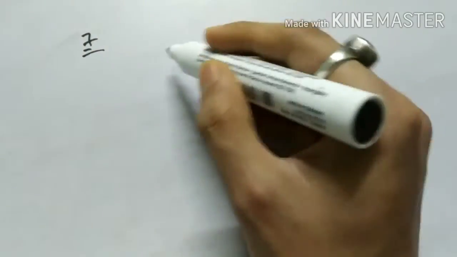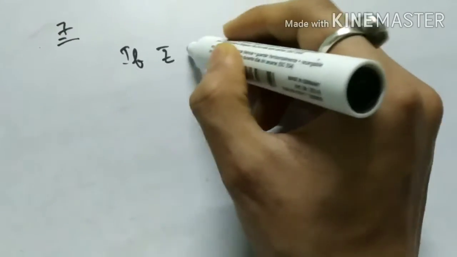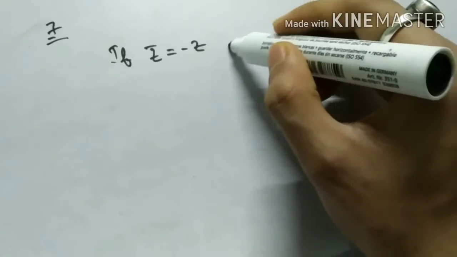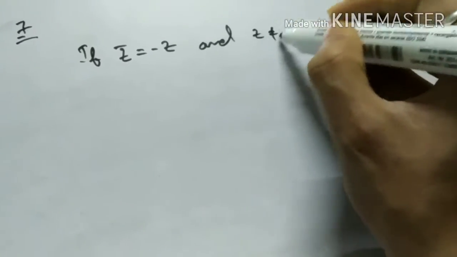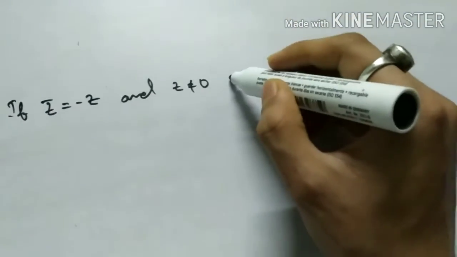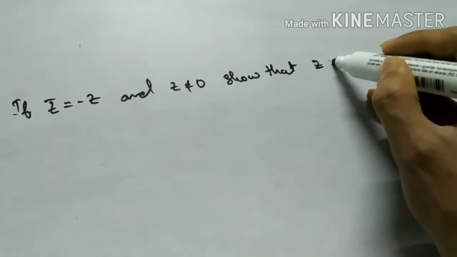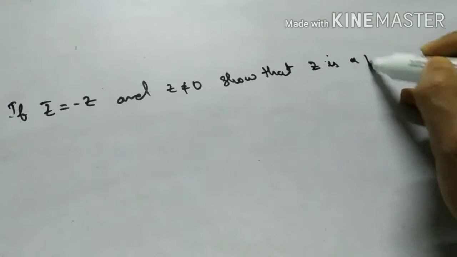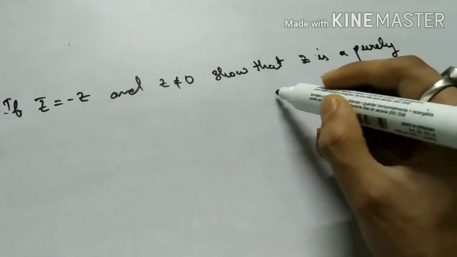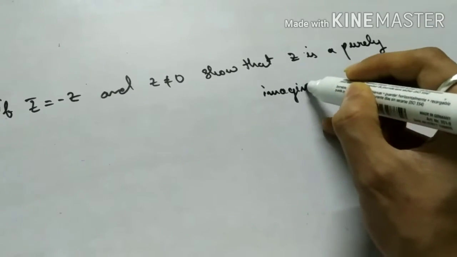Next, question number 7. If z bar is equal to minus z, where z not equal to 0, then show that z is a purely imaginary number. So in here, question number 7, it is saying that if z bar is equal to minus z and z not equal to 0, I have to show that z is a purely imaginary number.